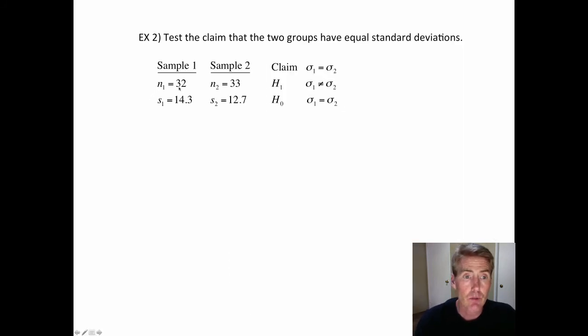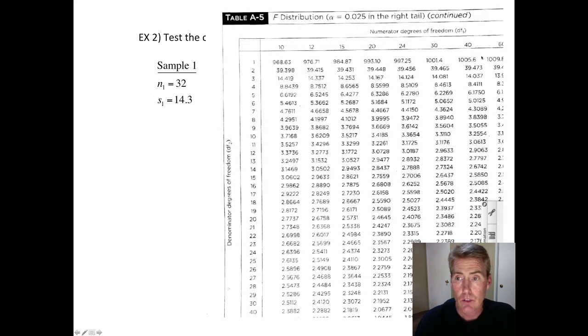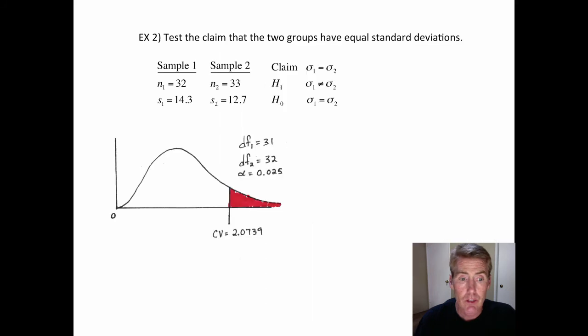Then we need to be looking for 31 and then 32 for the degrees of freedom. So 31 is not possible. The best that we have is 30, so we'll use that. And 32, also not possible, so we're going to have to use 30 and 30. 30 and 30 means it's 2.739.